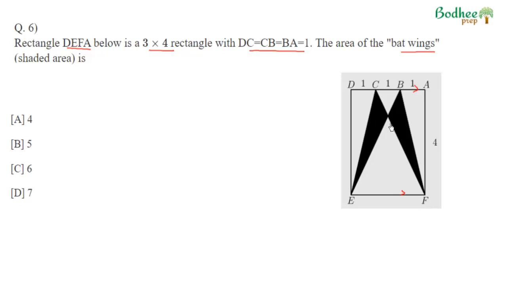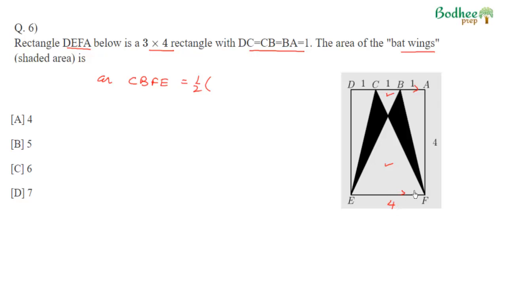So our process would be that we should find the area of CBFE, which is nothing but a trapezium, right? And then we'll be deducting the area of these two triangles. So whatever is left will be the area of the shaded region. This is the approach we'll be following. So clearly, area of this CBFE, this trapezium, will be half of the sum of the parallel sides, which is 1, and this is 4.